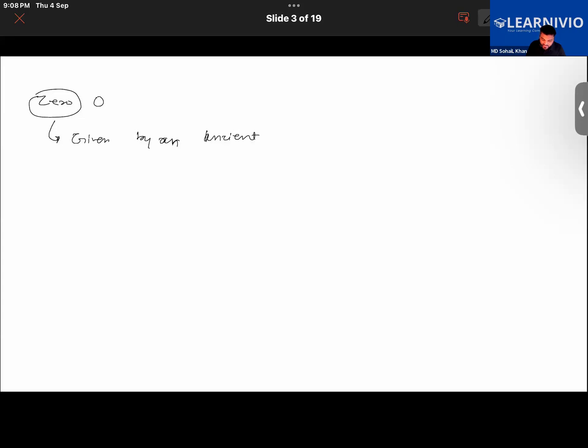So it was given by an ancient astronomer and mathematician, as everyone knows, that was Aryabhat. When was it given? It was given probably in 476 Common Era. So that is when it was given.